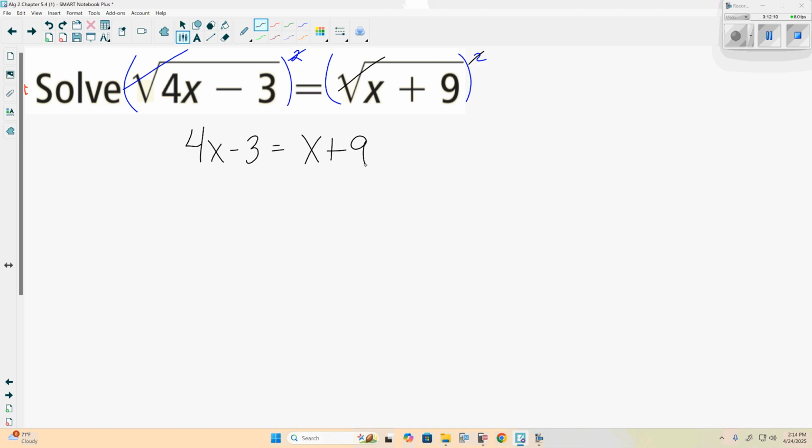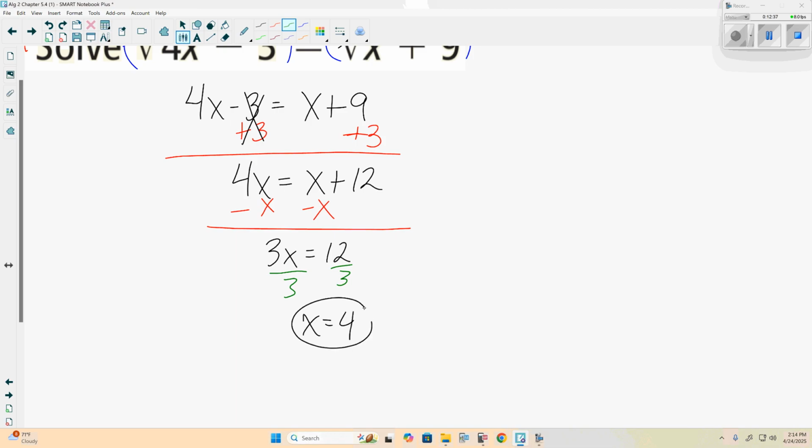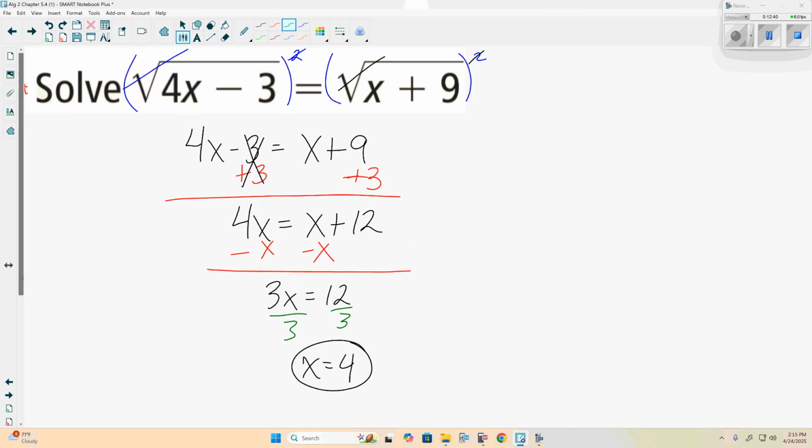What can we do next? We could add 3 to both sides. We could subtract x from both sides. 12. Divide by 3. That's it.